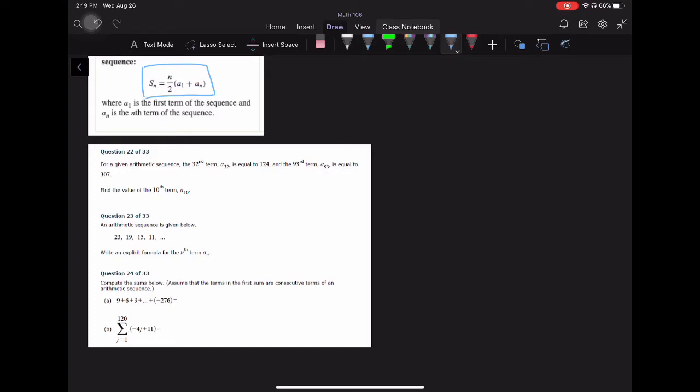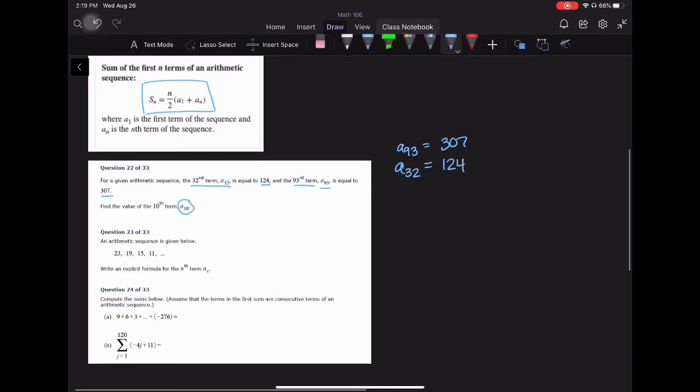Question 22 says, for a given arithmetic sequence, the 32nd term is A32. A32 is equal to 124. The 93rd term, which we call A93, is equal to 307. And they want us to find the 10th value.